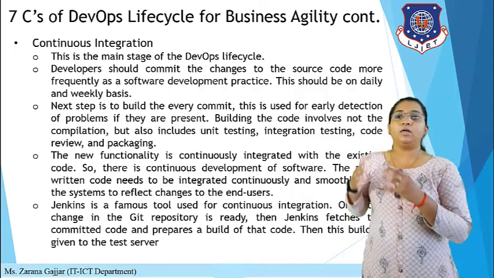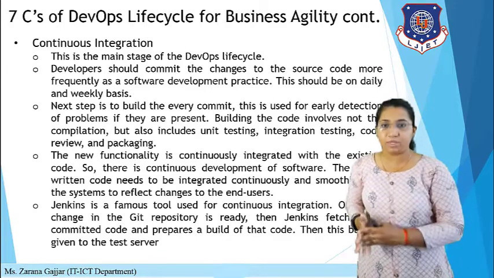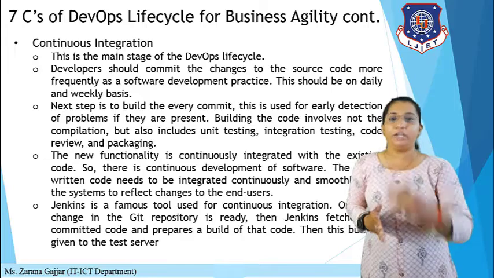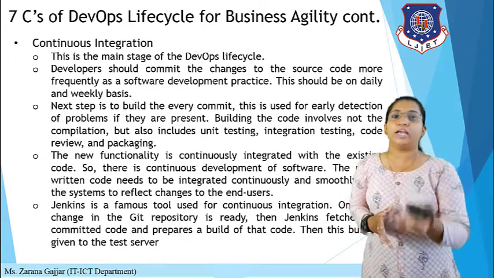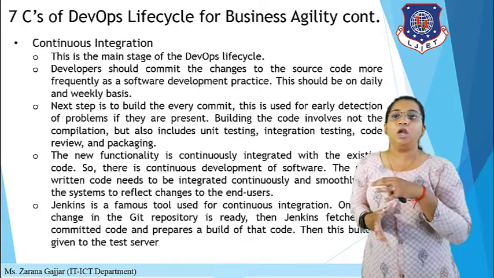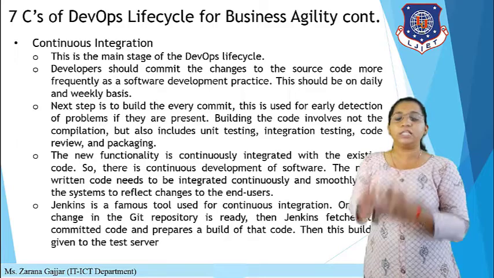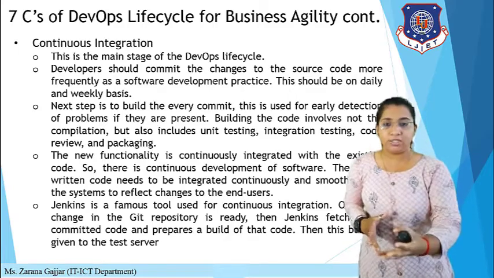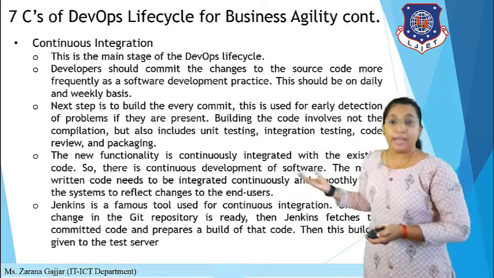So here an automated integration tool is available, that is Jenkins. It is a famous tool used for continuous integration. Once you apply any changes in your source code, Jenkins fetches that committed code and builds it. Then this build is given to the testing server or the production server. So this is about continuous integration.